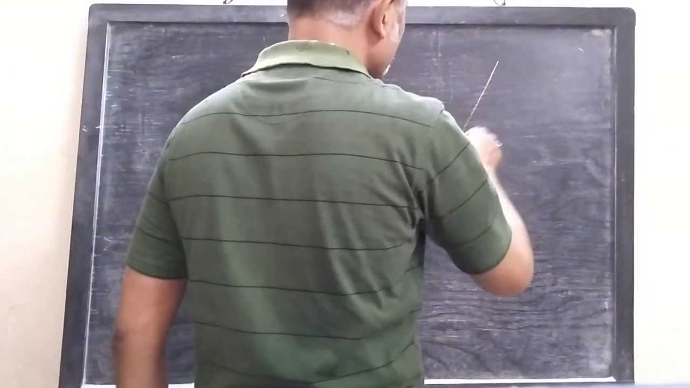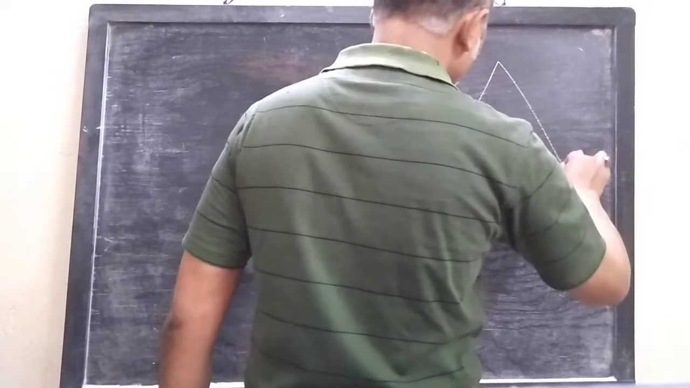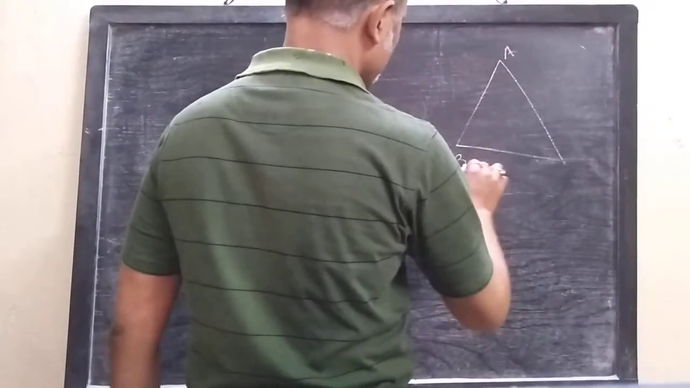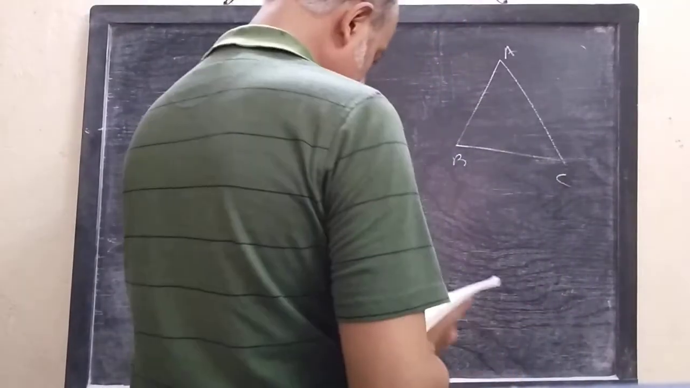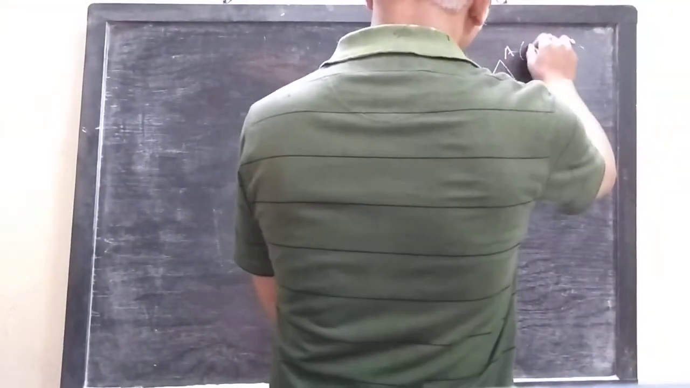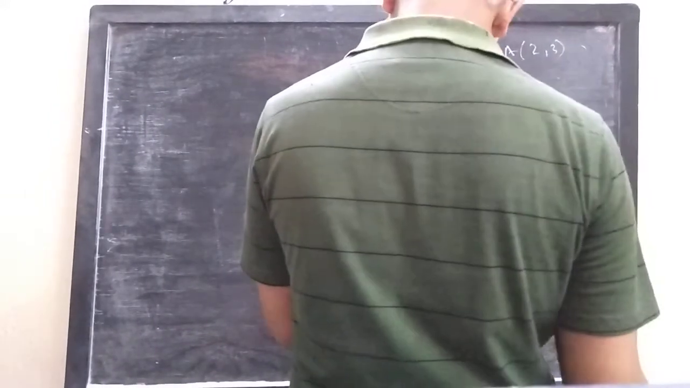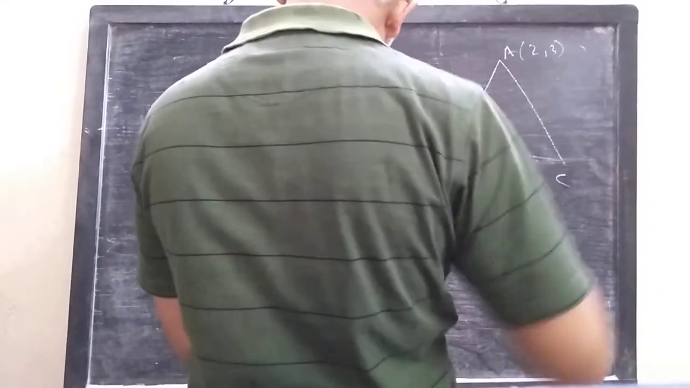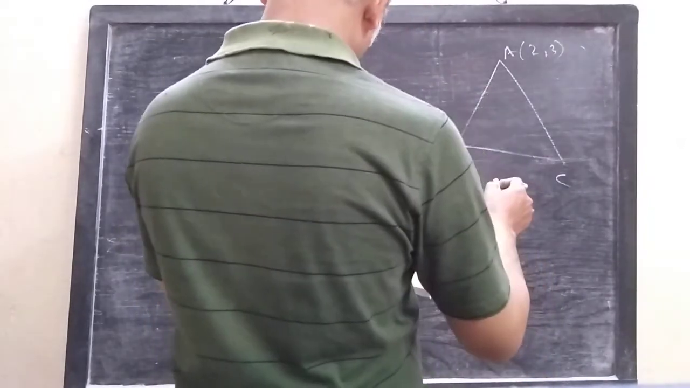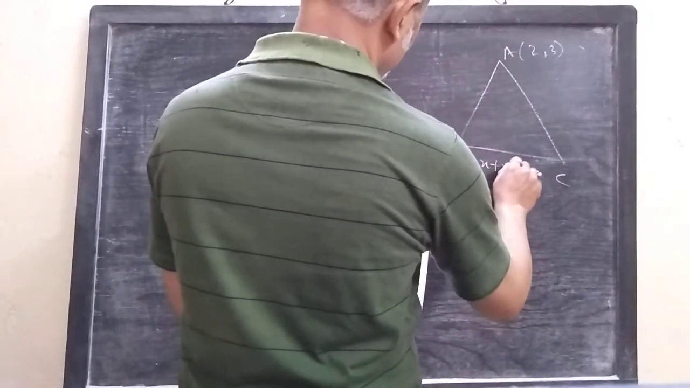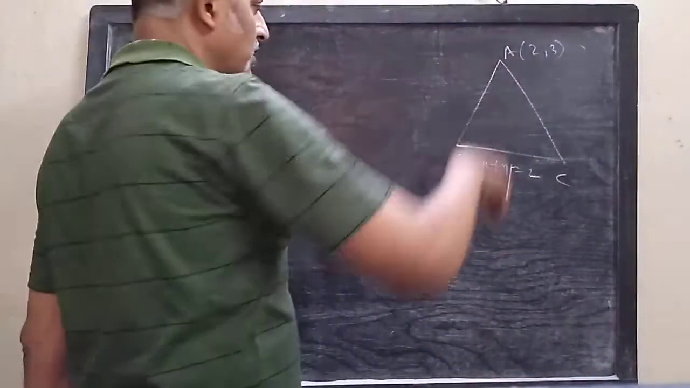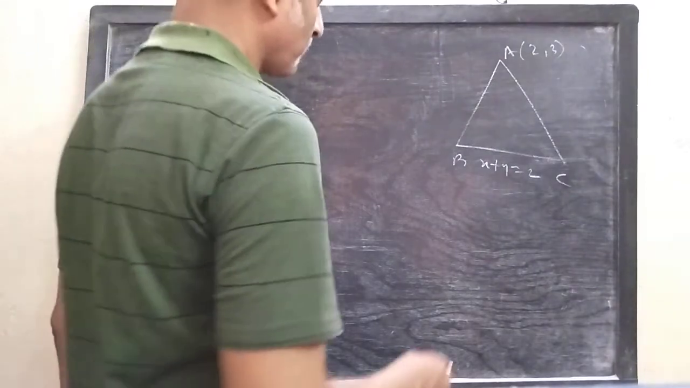Suppose this is our equilateral triangle ABC. Let the coordinates of the vertex A be (2, 3) and the side opposite to A, that is BC, has its equation x + y = 2. Now we are asked to find the equations of the sides AB and AC.